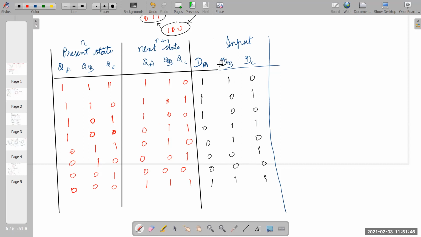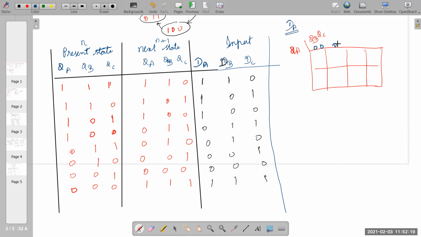Now we go for K-map. I think I can draw K-map here itself. Using the present state as input, draw K-map for DA, DB, and DC separately. So first I will draw for 3 variables, so I'll go for an 8 box K-map. They are QA, QB, QC, with 0 0 0 1 1 1 1 0 0 1.